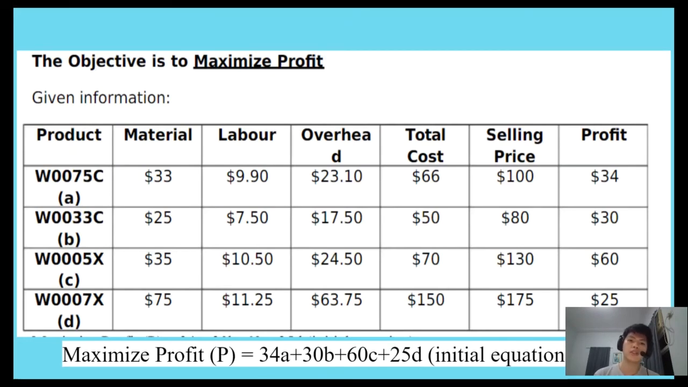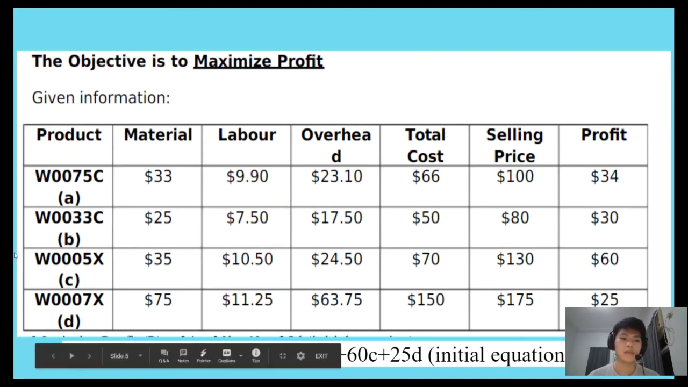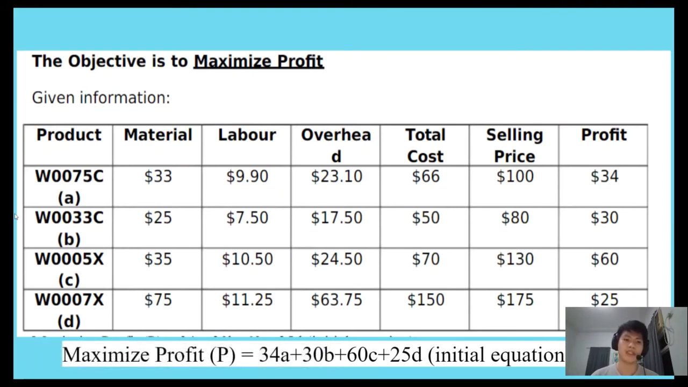So our objective here really is to maximize profit. And to maximize our profit, first we need to identify the profit for each product. For the 4 products, I've decided to label them product A, B, C, and D, as you can see in the table, because the product names are just too long to mention.